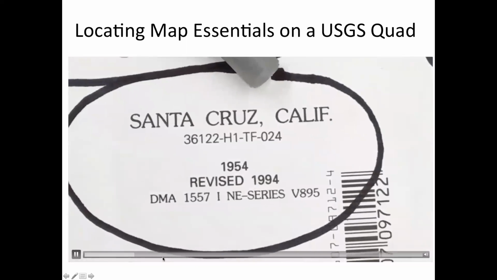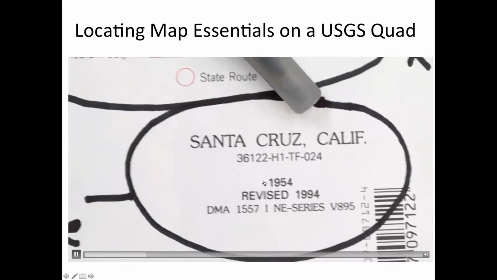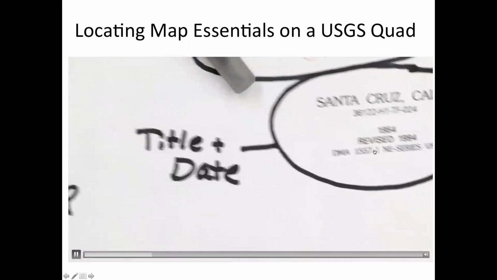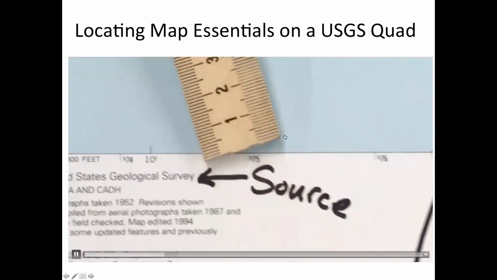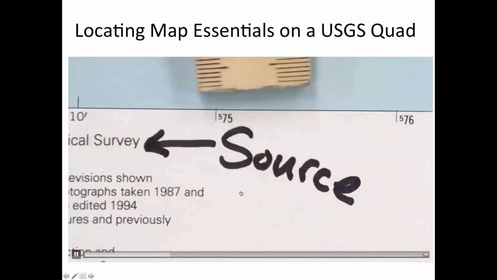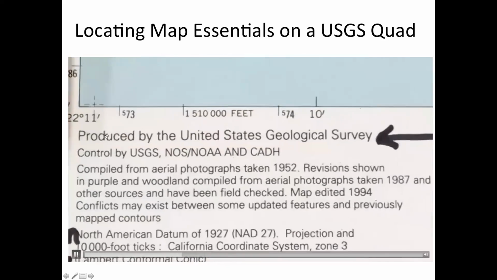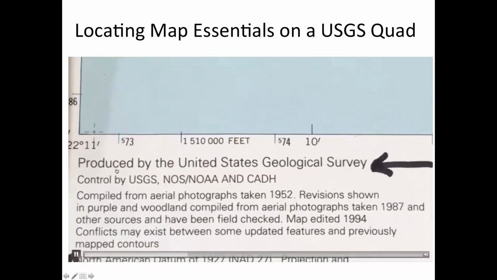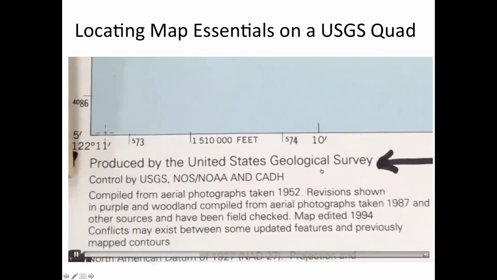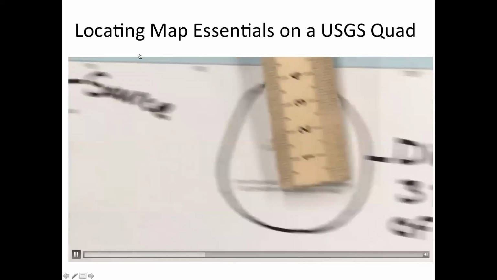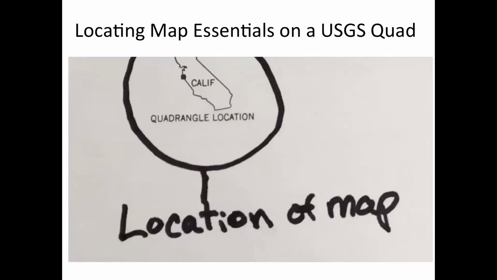You'll also find the title in the upper right-hand corner, but here we have the Santa Cruz, California map. It was produced in 1954 and photo revised in 1994. The source of the map data, well, we all know that these are published by the U.S. Geological Survey, but if you didn't know, you want to look down in the lower left-hand corner. It does indeed say produced by the United States Geological Survey. And because it has some ocean area on it, there are some other governmental bodies involved in the publication.